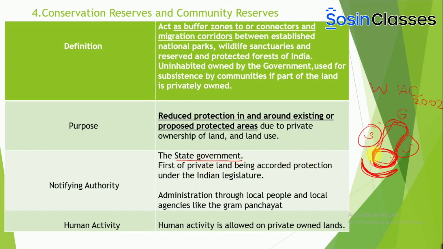The unique feature of these reserves is that they are the first private lands to have been accorded protection under Indian legislation. Administration of these reserves is done by local people and local agencies like the Gram Panchayat. Because people use these private lands for sustenance, the local people themselves are involved in conserving the whole conservation or community reserve. Human activity is allowed only on the privately owned lands, and the rest of the land owned by the government does not allow any human activity.